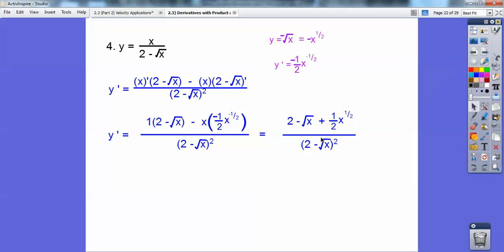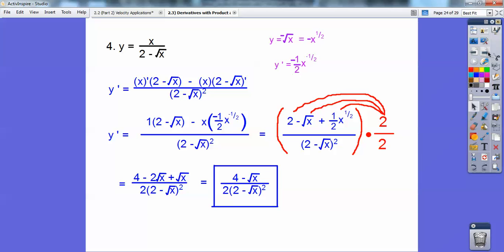I don't like fractions in fractions, so I'm going to multiply the top and bottom by 2. That's just 1, so it's not going to change the value. So times 2, times 2, times 2 all the way through on top. And I get that. And then these guys are now like terms, like radicals. So negative 2 root x plus 1 root x gives me negative 1 root x. Just leave it like that. Like I said, leave that denominator there. Much cleaner than if you would have FOILed that out.